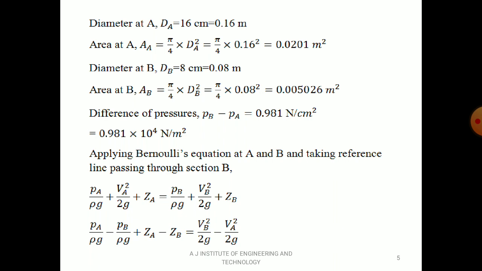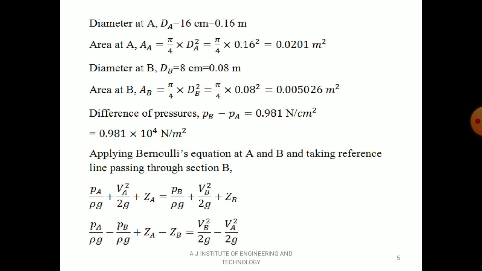Now you are supposed to convert from Newton per centimeter square to Newton per meter square just by multiplying by 10 to the power 4, because centimeter equals 10 to the power minus 2 meter. So centimeter square is 10 to the power minus 2 whole square, so 10 to the power minus 4. That goes to the numerator and becomes 10 to the power 4. So PB minus PA equal to 0.981 into 10 to the power 4 Newton per meter square.